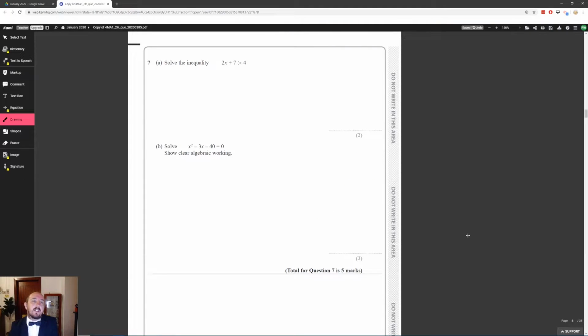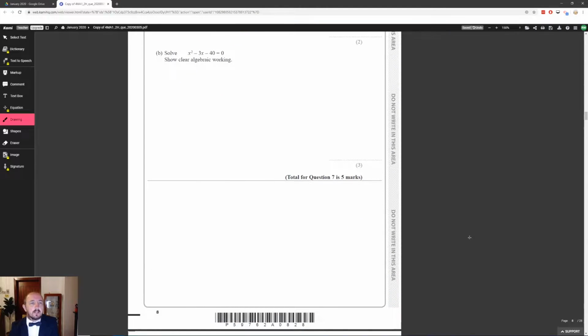Question 7 is an inequality, so 2x is greater than 4 minus 7, so x is greater than 4 minus 7 is negative 3, over 2. Solve this equation, so we're going to do x plus 5 and x minus 8 to give us our 40, and so therefore x is equal to negative 5 or 8.